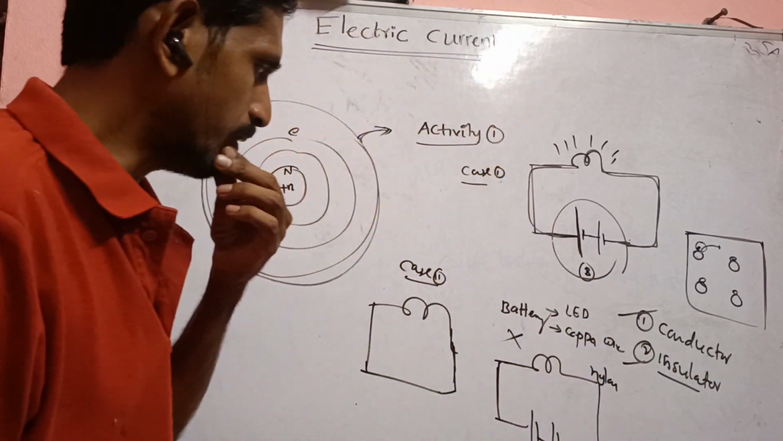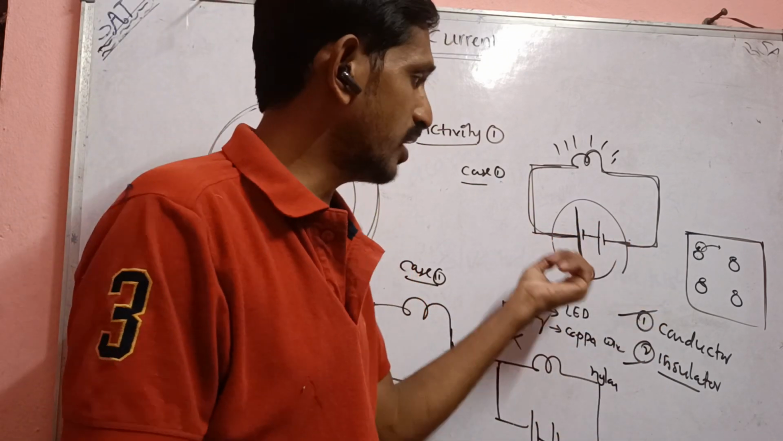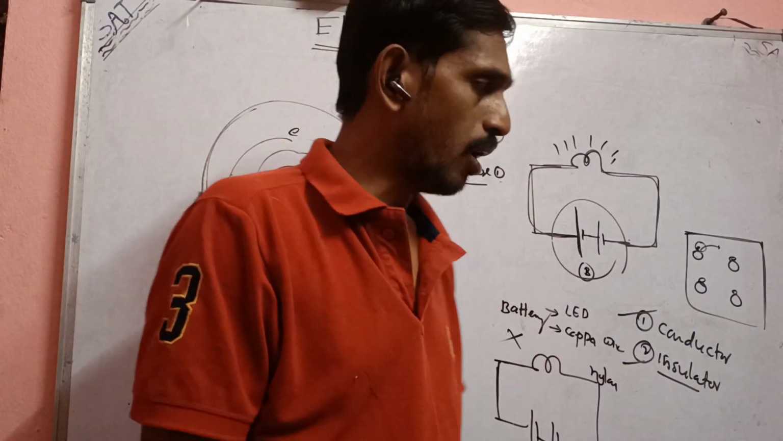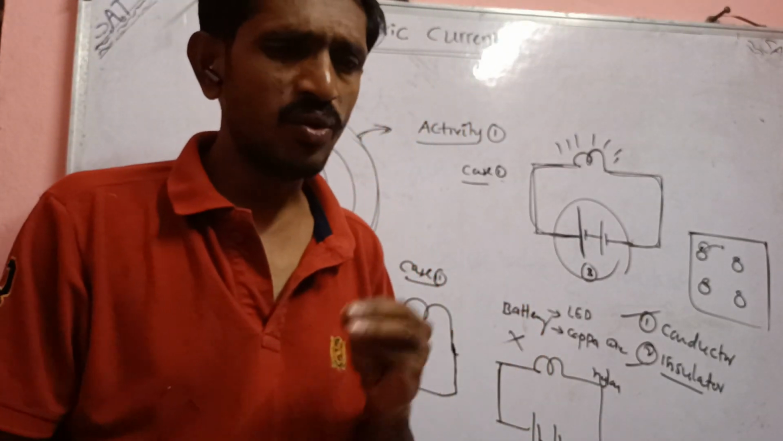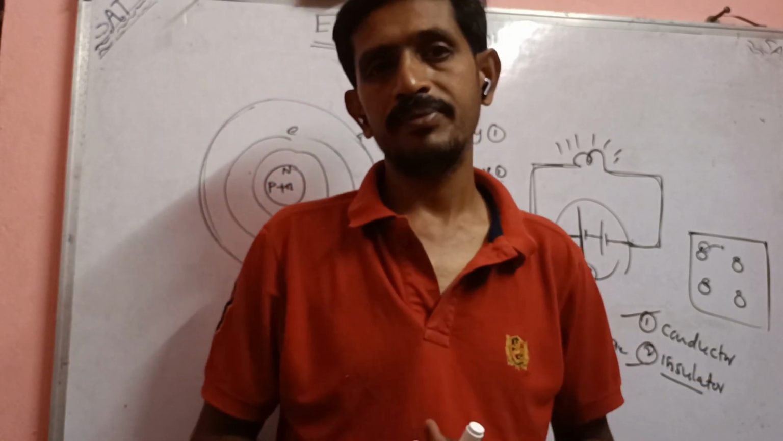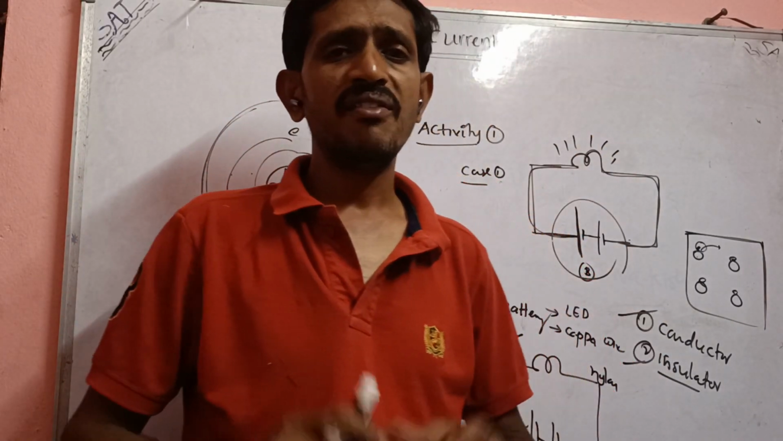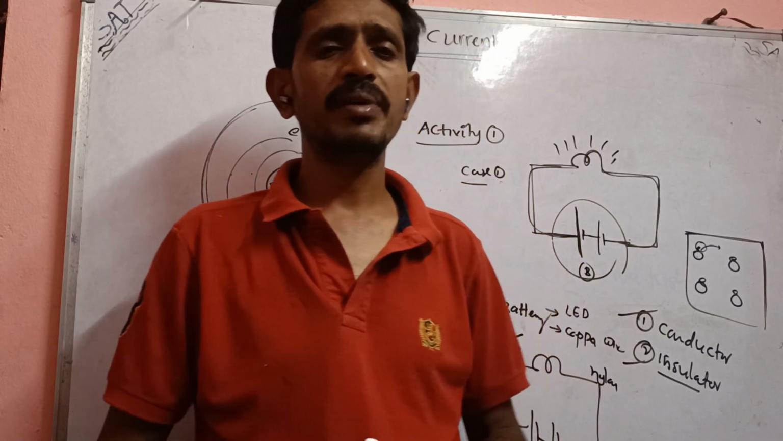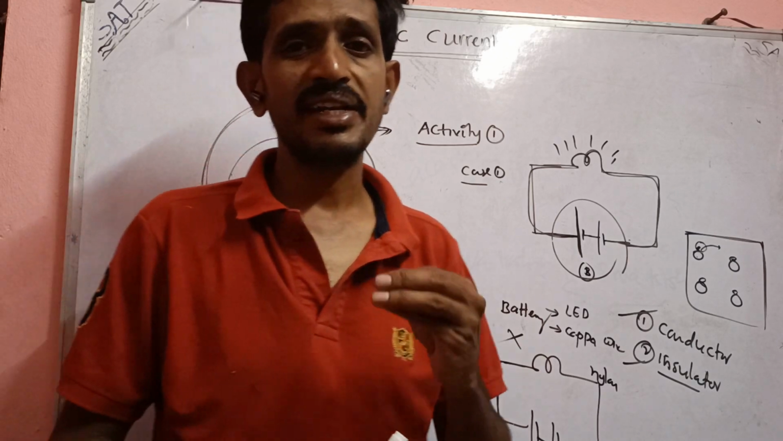Next one. I just said that when the charges are moving in the conductor, there is a current flowing. Now I'm going to tell you, what is the charge? Charge is a property of the material or matter. It is one of the main characteristics developed in matter, because of which it can apply force on others. That is called electric charge.